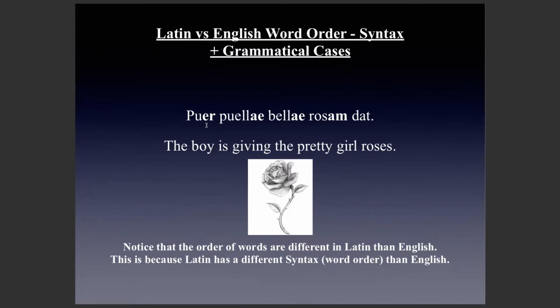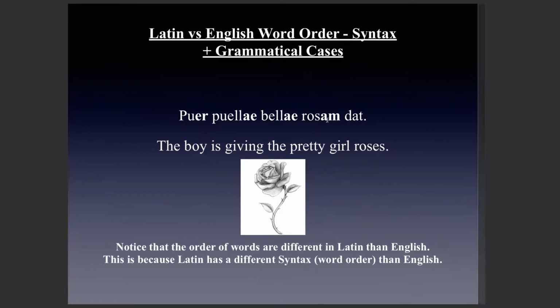Now, I'm going to show you that it's not in the same order as English. Some of you might know that some languages have a different order of words, right? So puer is boy. That's the word for boy. So that's the same. Puella bella. Well, that means pretty girl, but bella is next. That's not the same. What's going on, right?